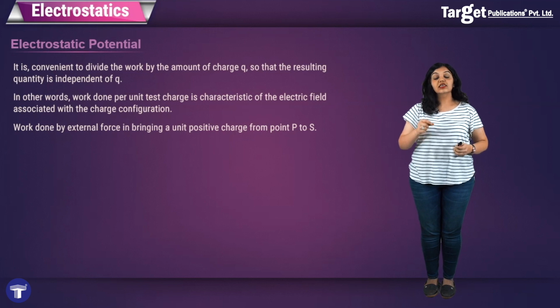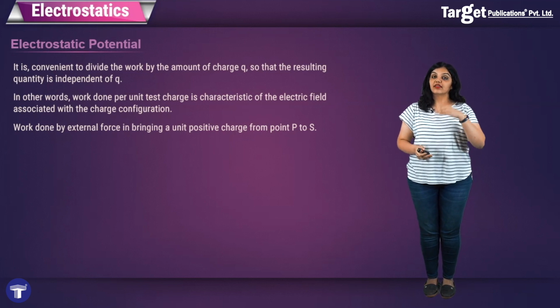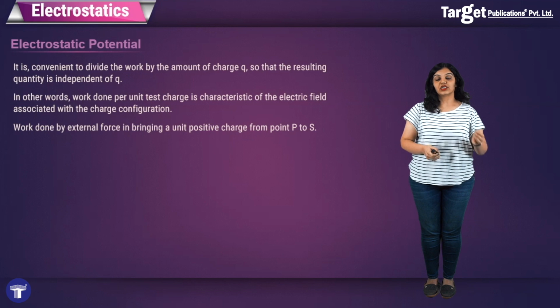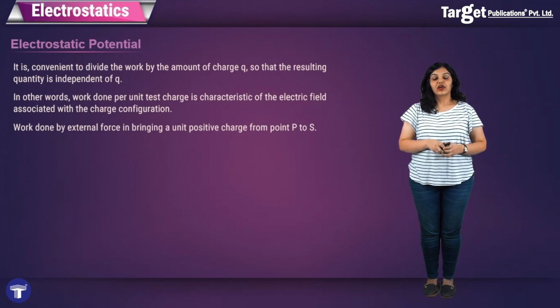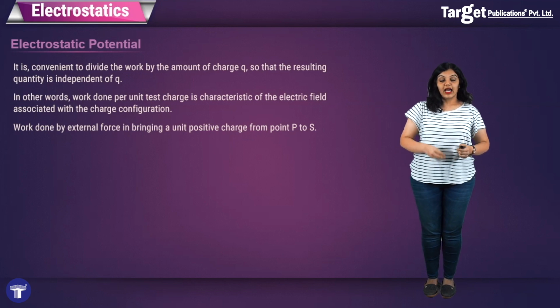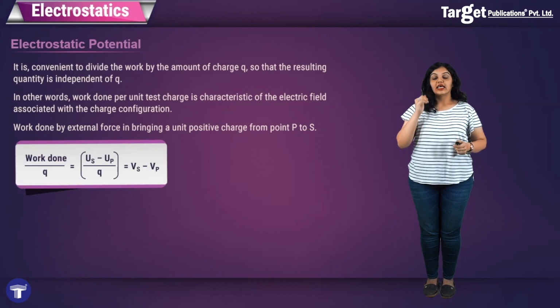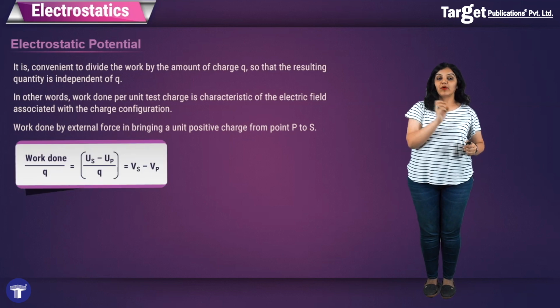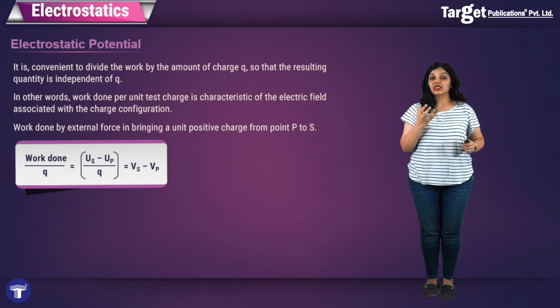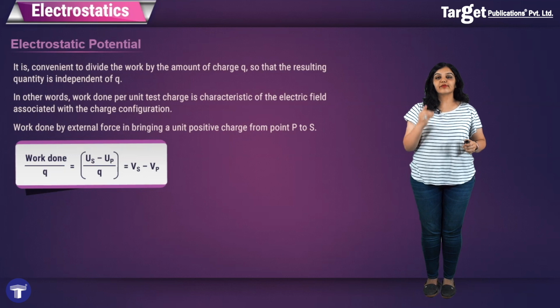in bringing a unit positive charge. There it was just bringing a charge. Here I am saying it's a unit charge from one point to another. And there we found the formula, that is, we said it is the work done to bring the charge from a point P to a point S. Here I am saying it is the work done per unit charge, because here, like I have said before, I divided it by small q.